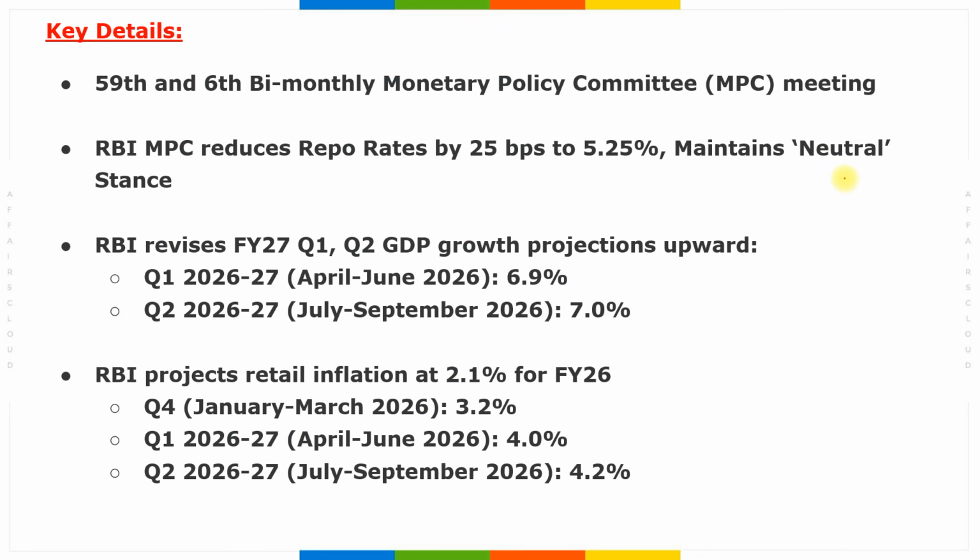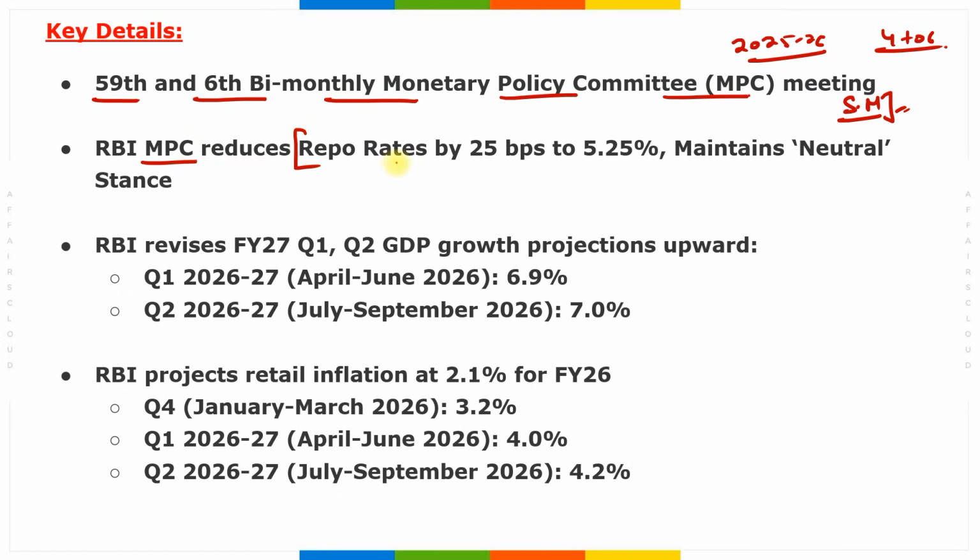So Reserve Bank of India conducted the 59th and 6th bi-monthly monetary policy meeting of financial year 2025-26 from 4th to 6th of February 2026 under the chairmanship of Sanjay Malhotra ji, who is Governor of Reserve Bank of India. And the key highlight of this meeting was Reserve Bank of India Monetary Policy Committee reduces repo rate by 25 basis point, that is to 5.25%, maintains neutral stance.